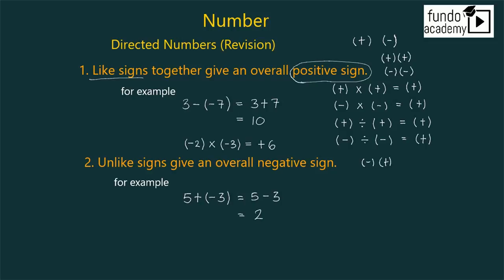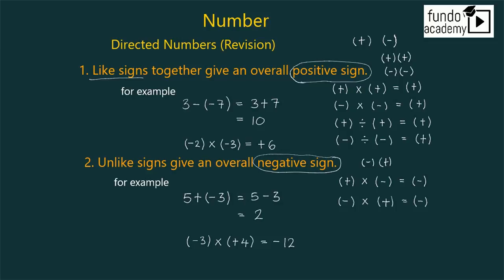And another example we can have now, a multiplication of numbers with unlike signs will also give us an overall negative. So in this case our answer comes out as negative 12. So these are unlike signs in multiplication. They give us an overall negative sign. So what we're saying is that positive times negative gives us a negative sign, or negative times positive will also give us a negative sign. These are unlike signs giving us an overall negative sign altogether.